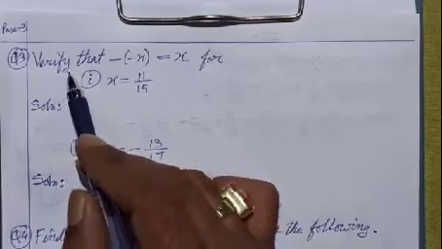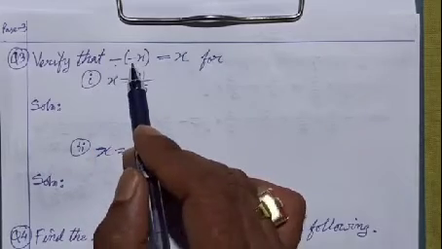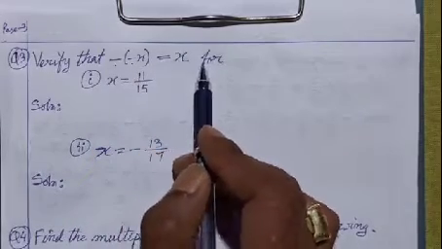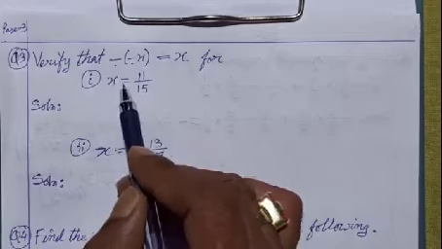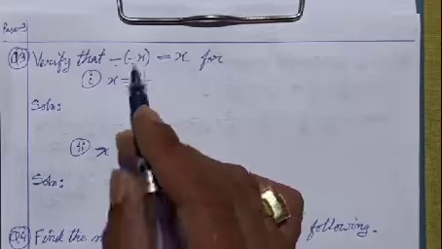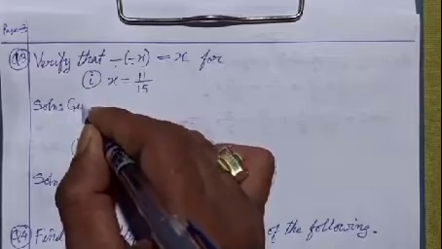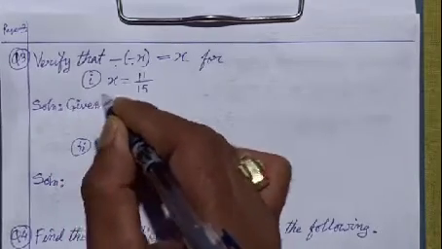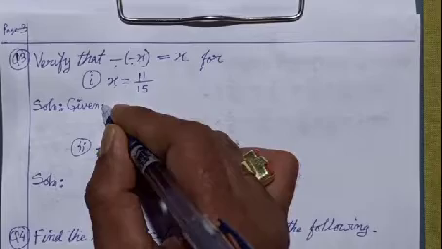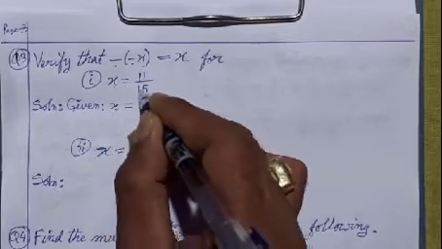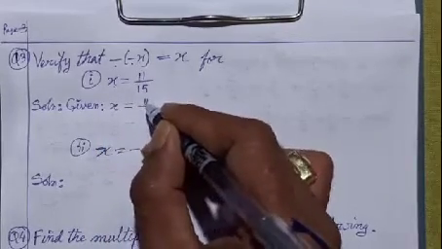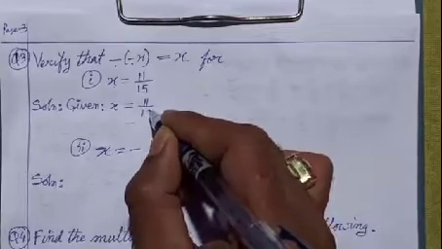Question number 3. Verify that minus of minus x is equal to x, Roman number 1. x is equal to 11 by 15. Now solution. First write down given. Given is x is equal to 11 by 15.